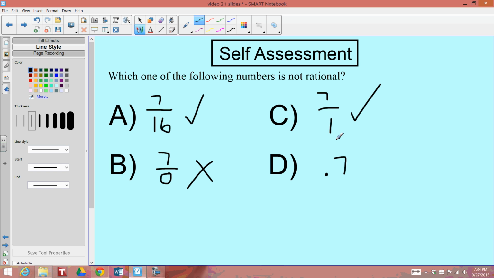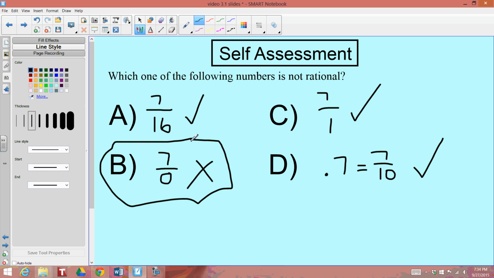But let's keep going. And then letter D is 0.7, which is equivalent to 7/10. 7/10 is written in fraction form. 7 is an integer, and 10 is an integer. So this is a rational number. So therefore, it must be B. B is not rational. And we call not rational numbers irrational numbers.